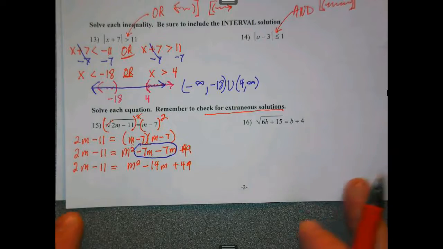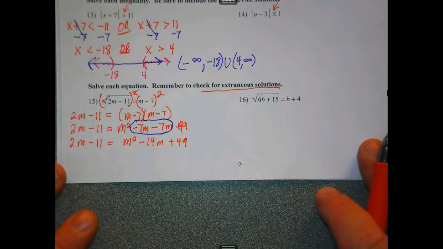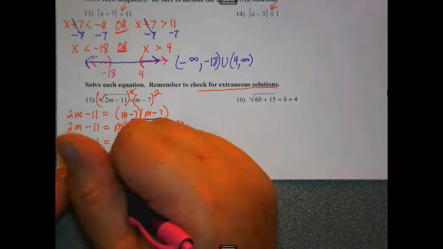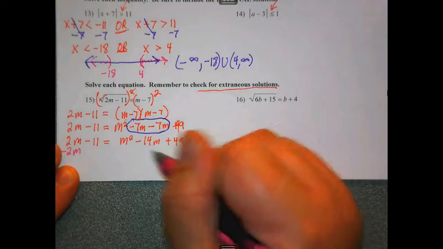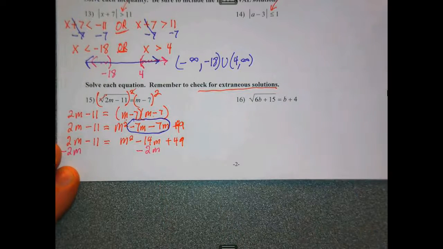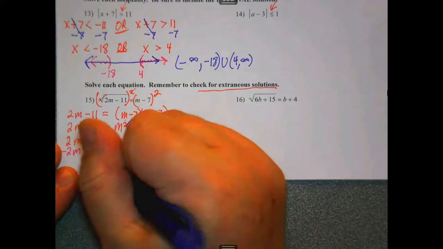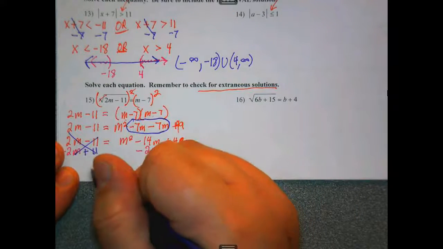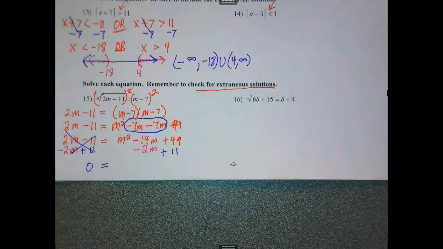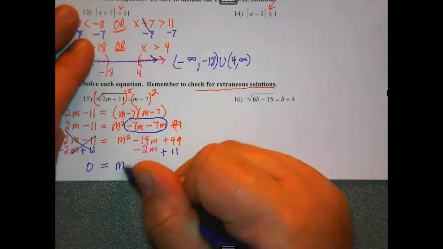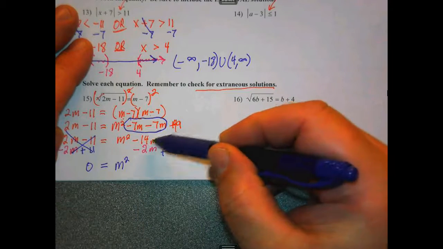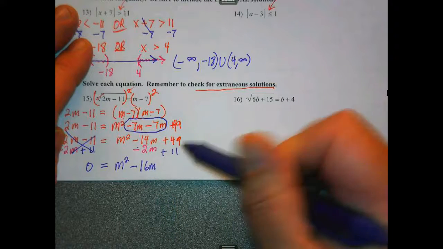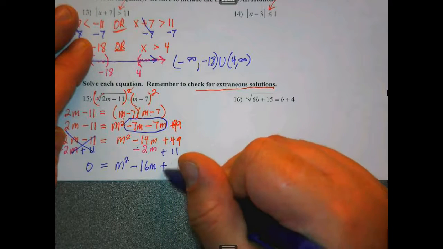I have a quadratic. I need to solve for m. So I'm going to get a 0 on my left-hand side. So I'm going to subtract 2m. And I'm going to add 11. Add 11. I get my 0. M squared. Negative 14m minus 2m, negative 16m. 49 plus 11, 60.